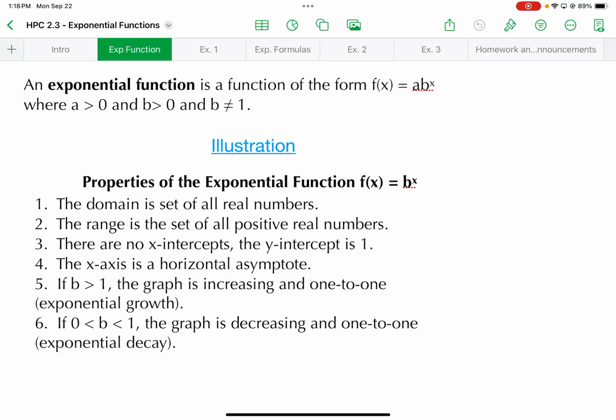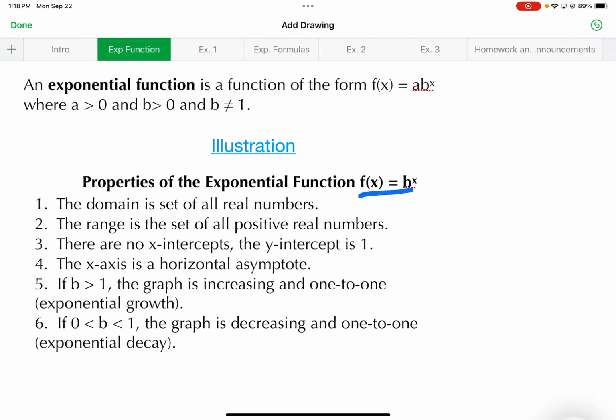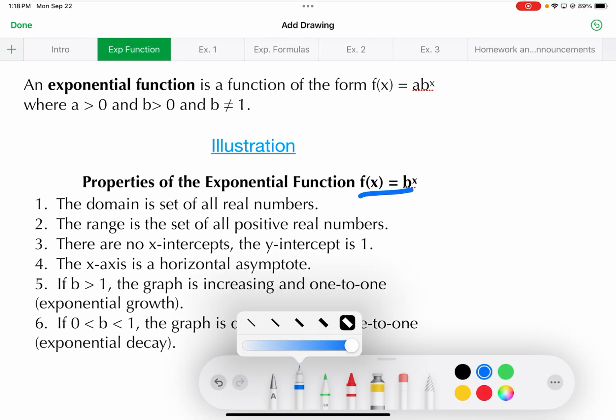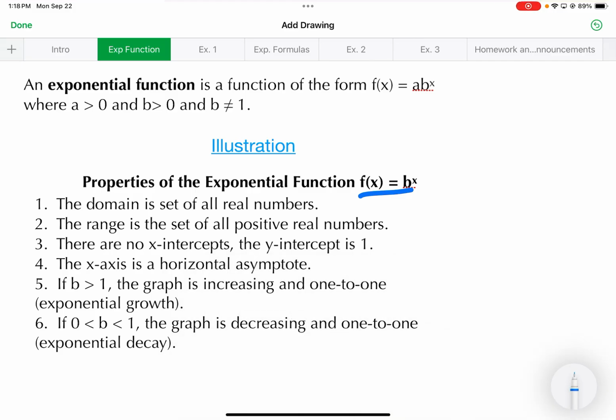Now that can change depending upon if you have a leading coefficient. So this is just when we have f of x equals b to the x, okay? All right, and then if b is greater than 1, our function is increasing, it's 1 to 1. That is called exponential growth. And then like Michael pointed out, if b is in between 0 and 1, then it is exponential decay. Your graph is decreasing, but still 1 to 1.